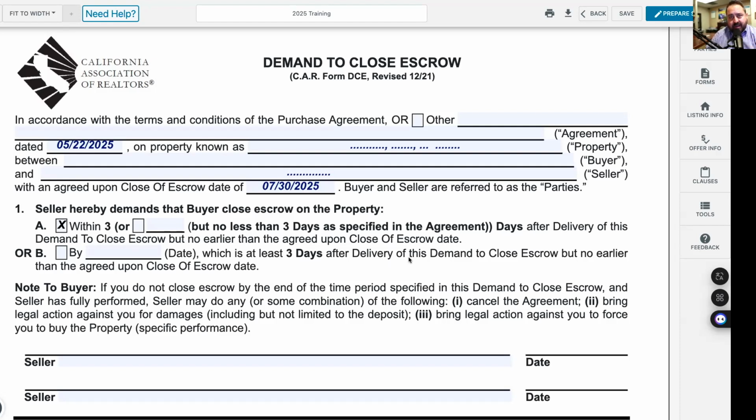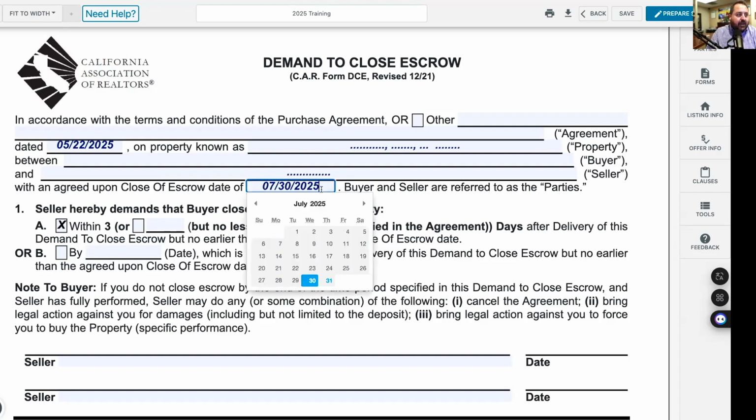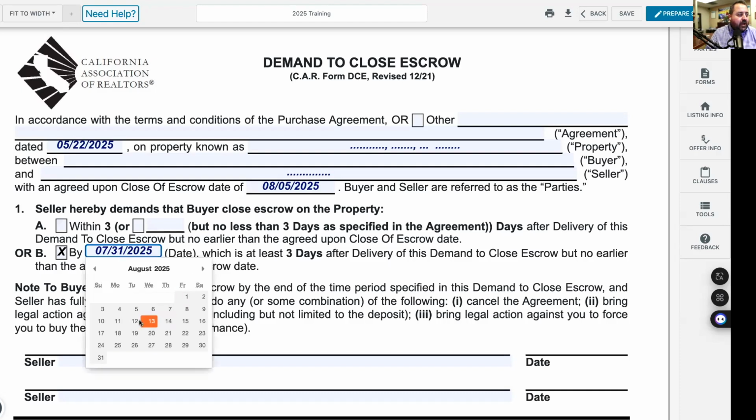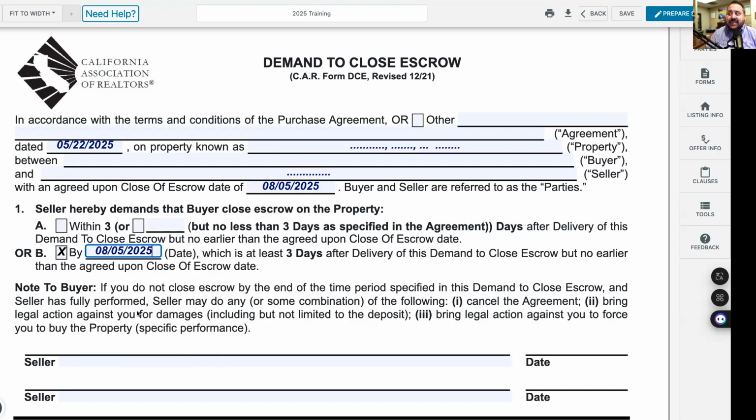If I do that and give them the extension, this demand is now invalid because we've changed the close of escrow date. This was based on a close of escrow date of 7/30. We just extended it to the 5th. So now we have a new close of escrow date. If our close of escrow date is now August 5th, and I want to redo this whole thing, even though I've given them the extension, I would send them a new demand to close for August 5th, which means I could send that to them on Saturday. Saturday is day 0, Sunday's day 1, Monday's day 2, Tuesday's day 3.